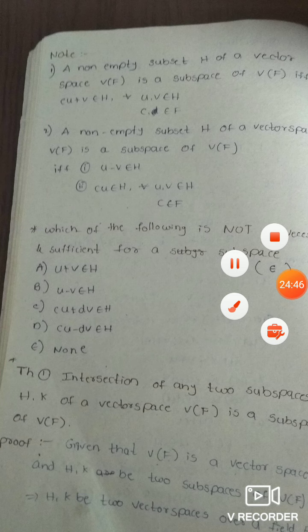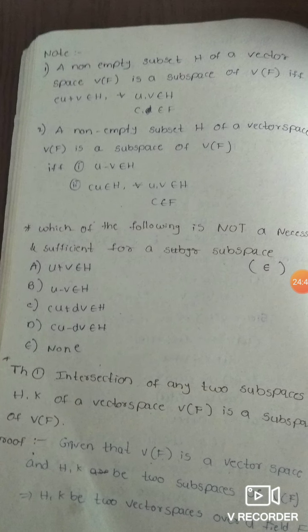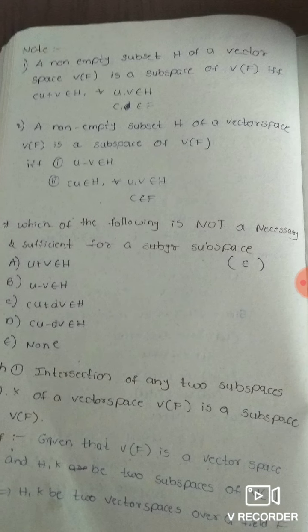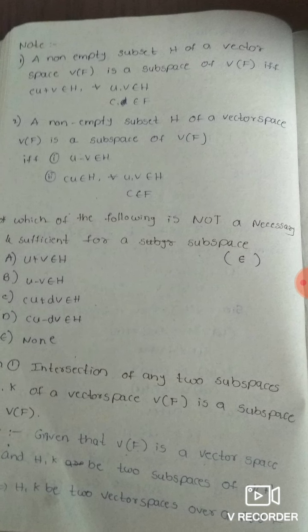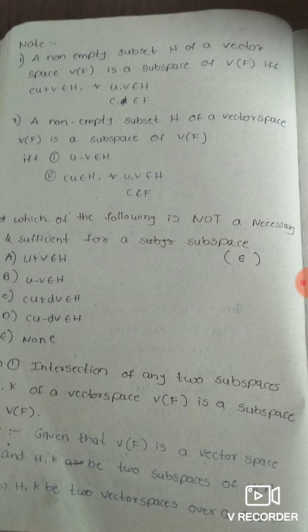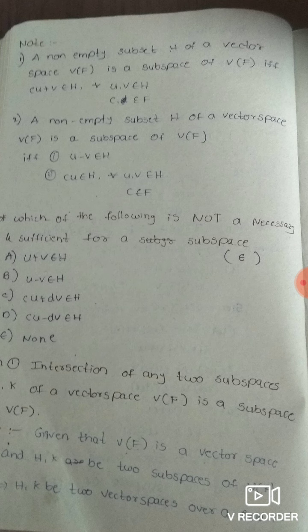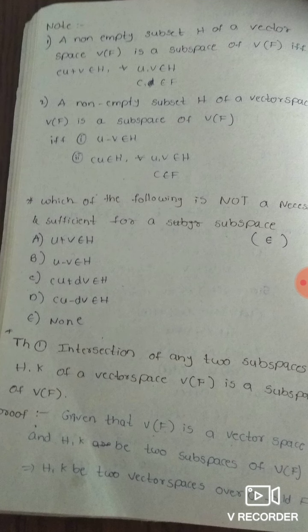A non-empty subset H of a vector space V of F is a subspace of V of F if and only if cu plus v belongs to H for u, v belongs to H and c, d belongs to F. Next, a non-empty subset H of a vector space V of F is a subspace of V of F if and only if u minus v belongs to H and cu belongs to H for all u, v belongs to H and c belongs to F. These are subspace properties.